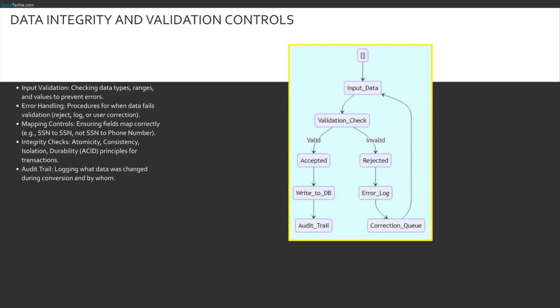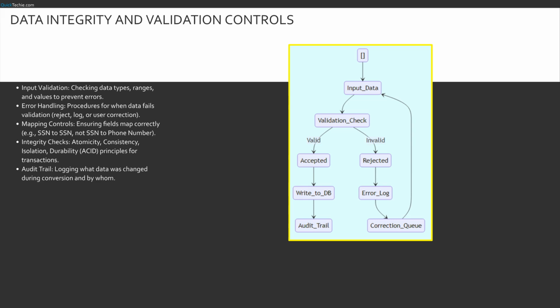We also look for mapping controls. You'd be surprised how often a social security number ends up in a phone number field without proper mapping. We rely on the ACID model: atomicity, consistency, isolation, durability, to ensure that transactions are processed reliably. Without these controls, your new system starts its life corrupted.